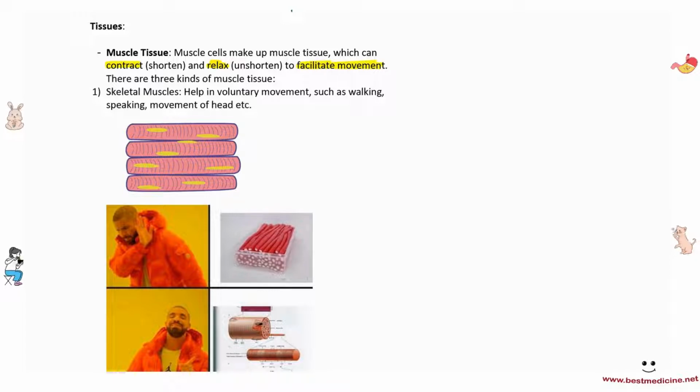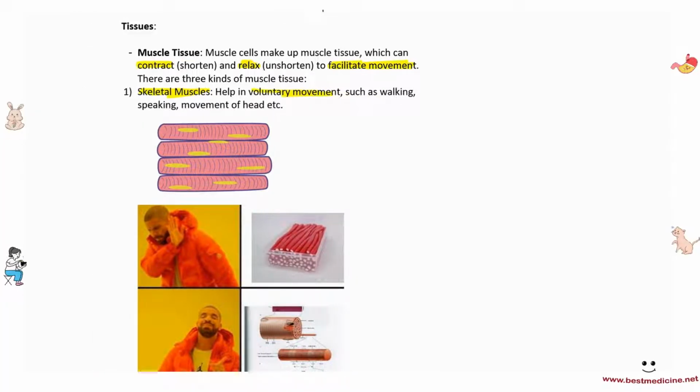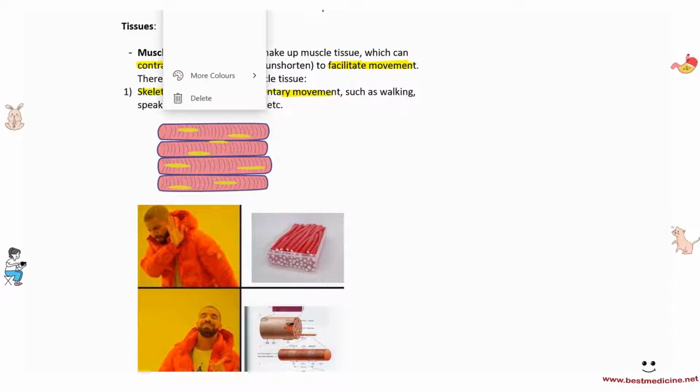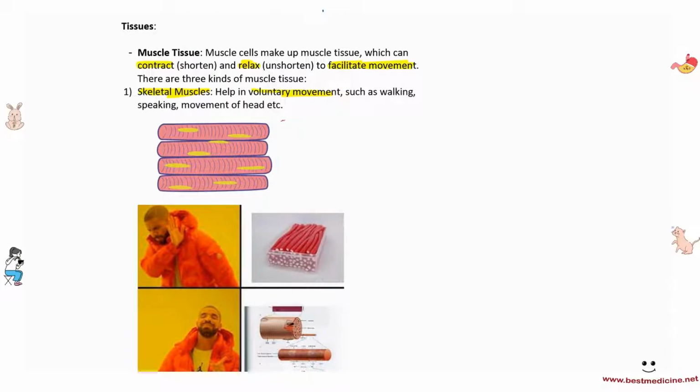One example of this would be voluntary movement that you do to move your arms and legs and be able to walk and speak, right? That's voluntary movement, and that is conducted by skeletal muscles. So skeletal muscles help in voluntary movement, such as walking, speaking, movement of the head, and things like that. So here's a group of muscle cells making up a muscle tissue.